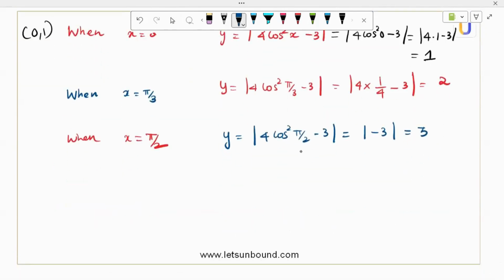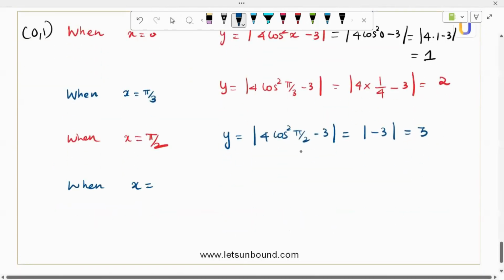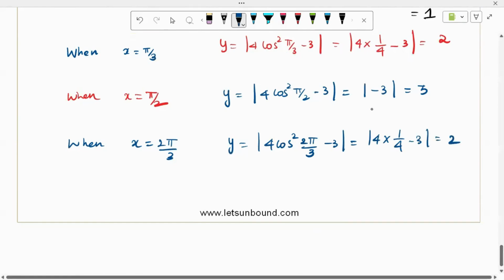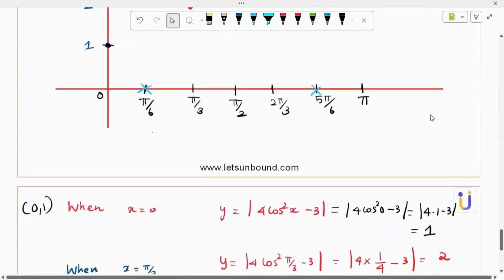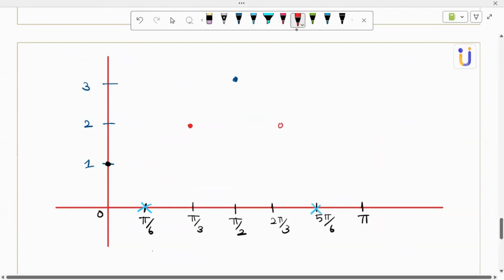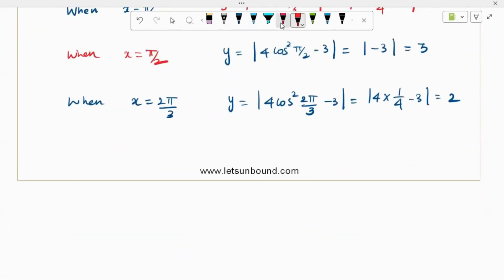When x is the next point after pi by 2, 2 pi by 3, y is equal to 4 cos square 2 pi by 3. 2 pi by 3, it's obtuse. Anyways, it's a square, right? So cos pi by 3 is 1 by 2. Again, it's 4 times 1 by 4 minus 3, which is 2. And your values will be symmetrical. So at 2 pi by 3, it's 2. At 5 pi by 6, it's 0. We know that. And then at pi, it will be 1. Anyways, we can substitute and check.